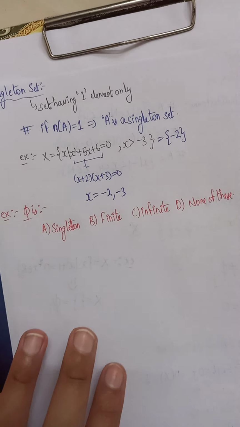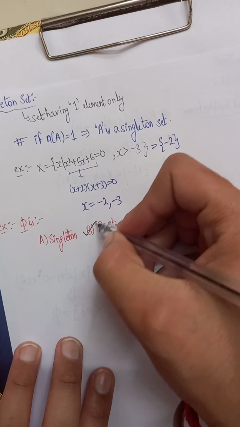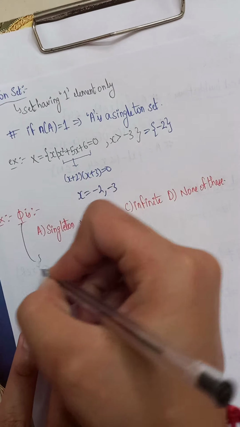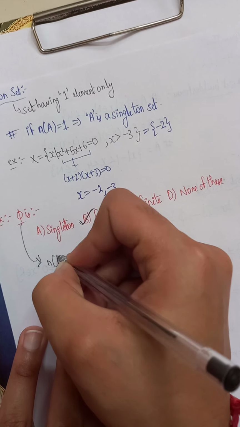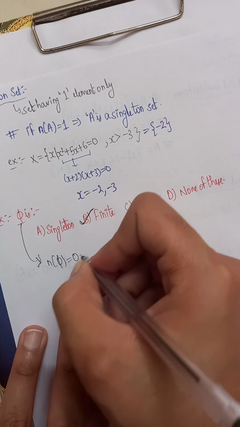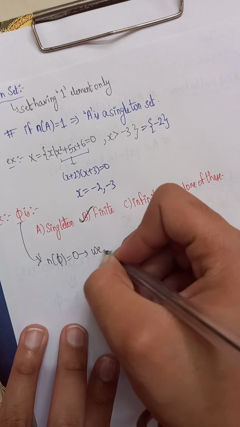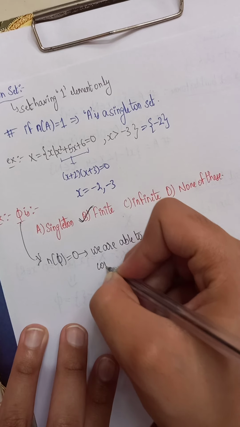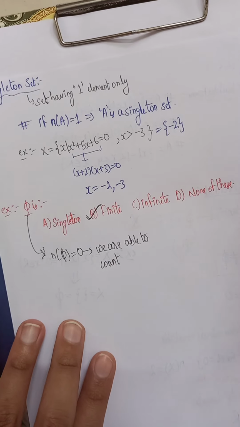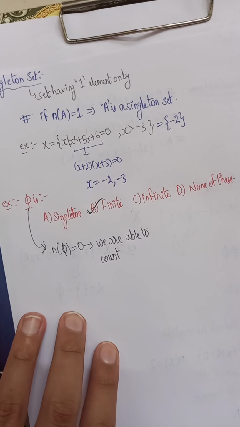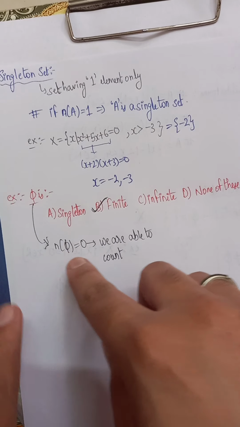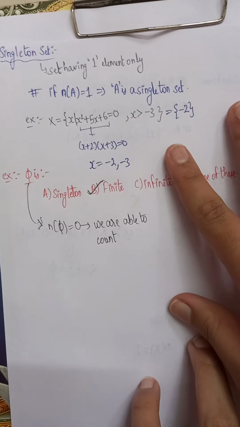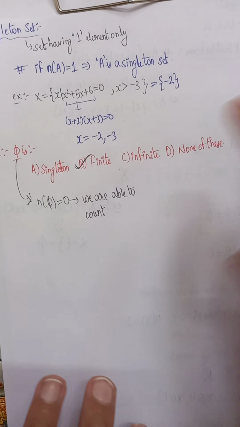So the answer to this question is finite. Not none of these, it's finite. Why? Since the number of elements in it is 0. Okay. So we are able to count these elements, right? If you ask the number of elements, it is 0, yeah, 0 we are able to count, we are able to tell that the number of elements is 0. Okay, so that's why it is a finite set.